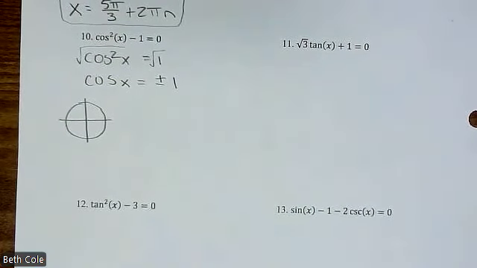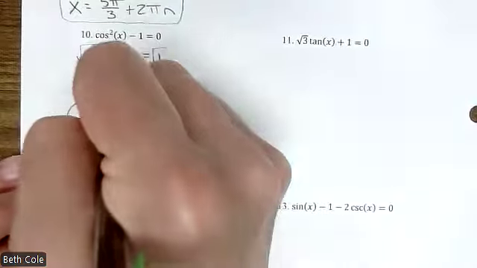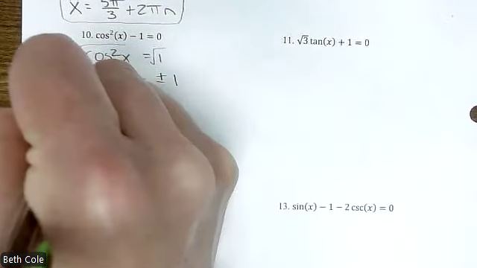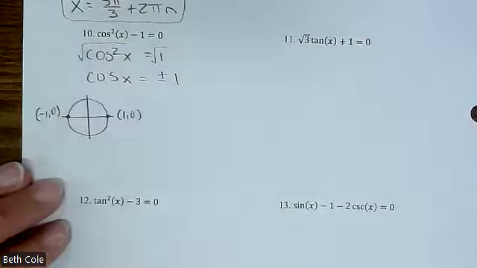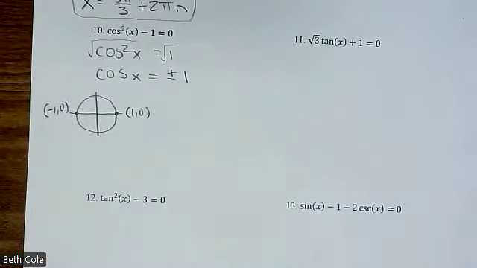Cosine is x, so using words like up, down, left, right, we want where the x value is either positive 1 or negative 1. Good, perfect. So here's where it's positive 1. Oops. Here's where it's negative 1. And this is going to answer your question that you had up above there.